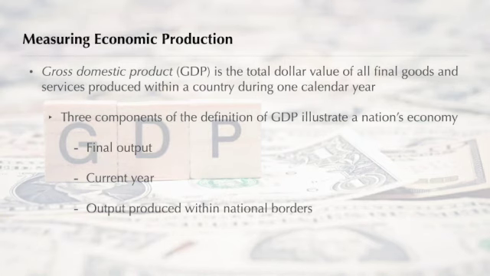Total production, or output, is one measure of an economy's strength. The most widely used NIPA is gross domestic product, or GDP, the total dollar value of all final goods and services produced within a country during a calendar year. A closer look at three components of the definition of GDP will help you better understand what it says about a nation's economy.